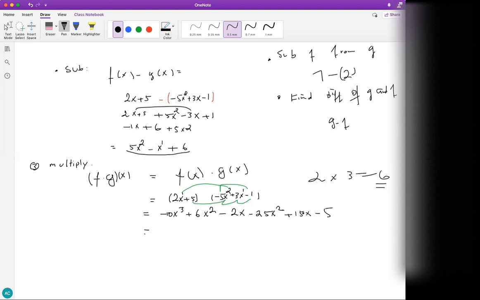Then we're going to try to combine any like terms and simplify. The highest term here is x cubed. There's no other term with x cubed, so I'm just going to bring it down.